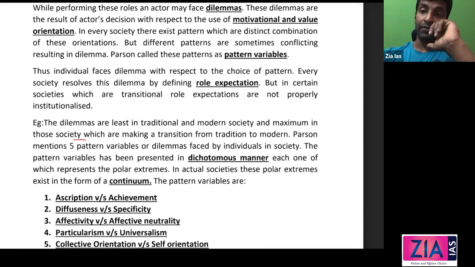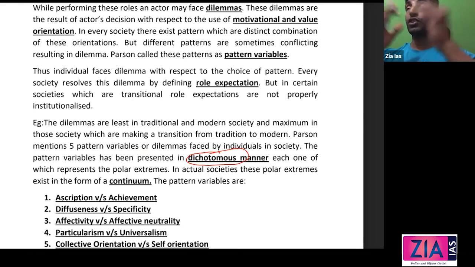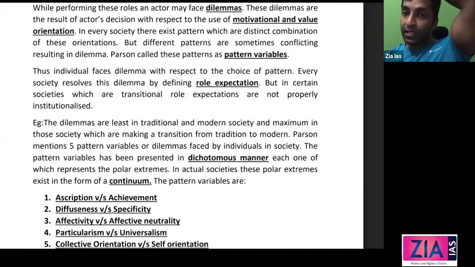That is what 5 pattern variables, or dilemmas faced by individuals in society. The pattern variables have to be presented in a dichotomous manner. Guys, dichotomous manner means in terms of opposites, polar opposites like black, white, day, night, rich, poor. This is what you mean by dichotomous manner. So you will explain in terms of the polar opposites. The pattern variables have been presented in a dichotomous manner, each one of which represents polar extremes. In actual society, these polar extremes exist in the form of continuum.